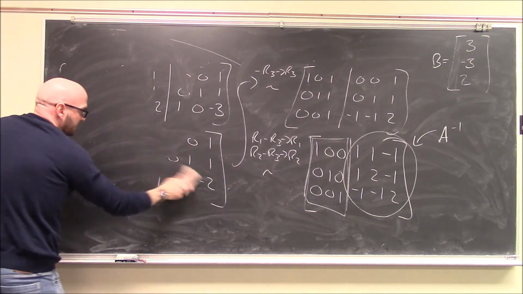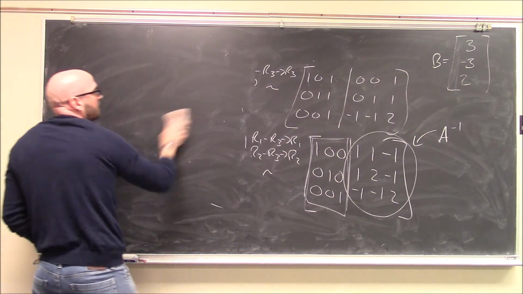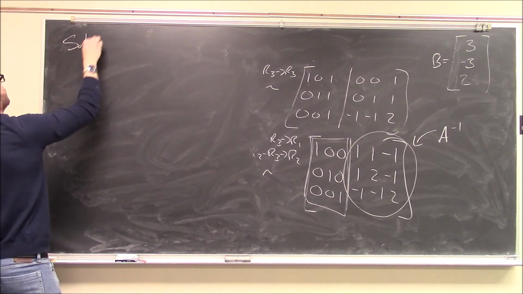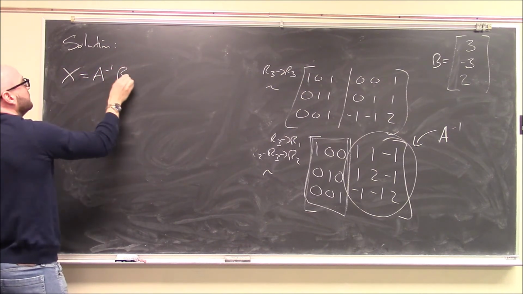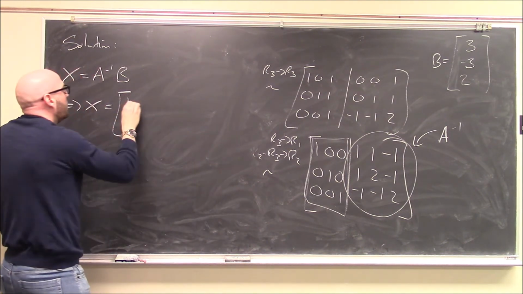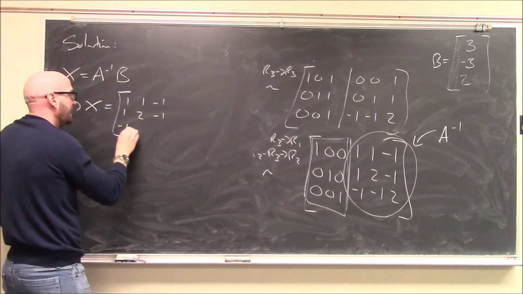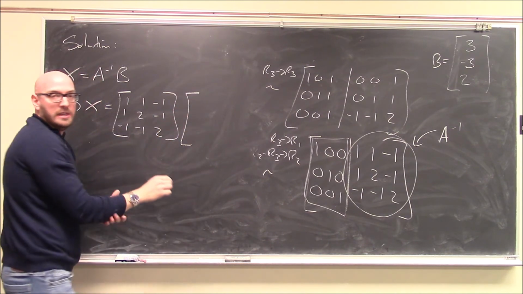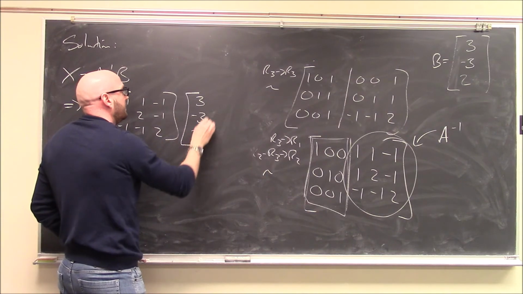And now that I've found the inverse of A, I can write down the solutions to the system. So, solution, we've got X is A inverse times B. So X is going to be A inverse, 1, 1, minus 1, 1, 2, minus 1, minus 1, minus 1, 2, times B: 3, minus 3, 2.